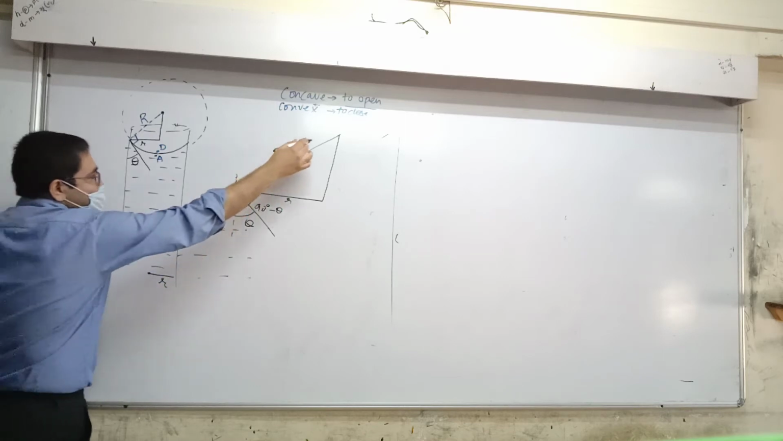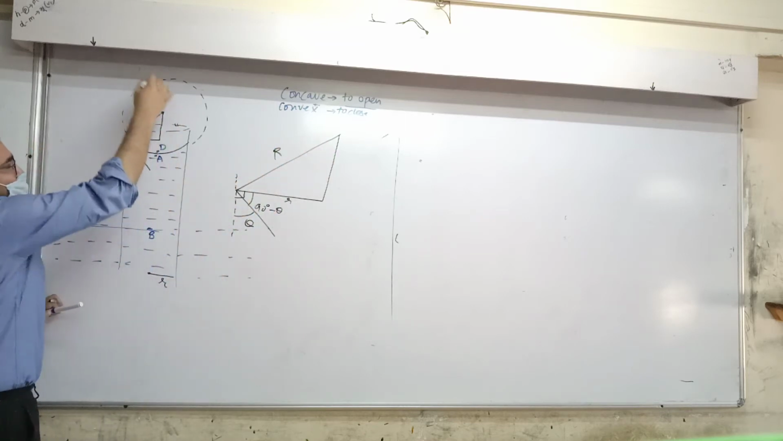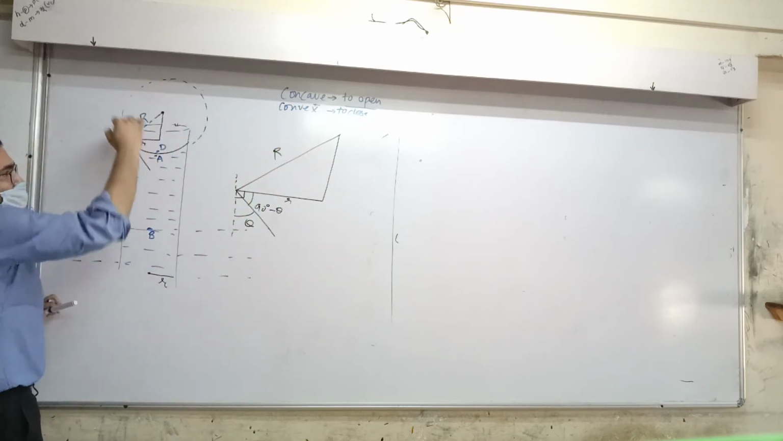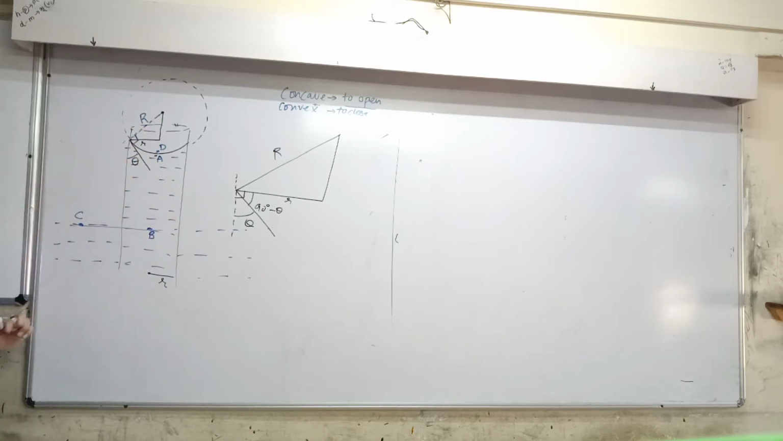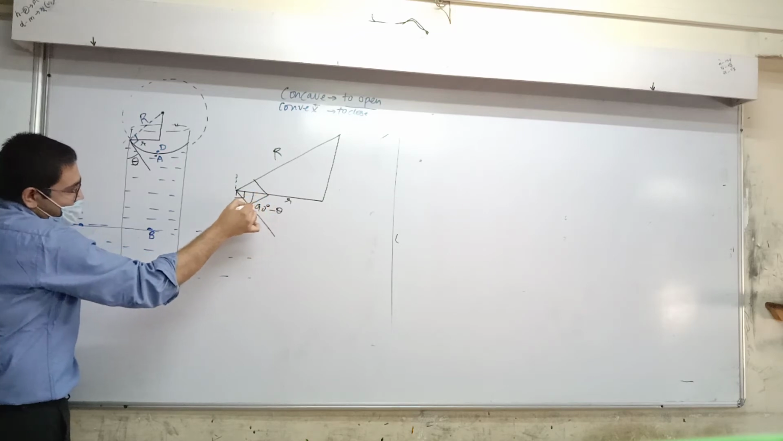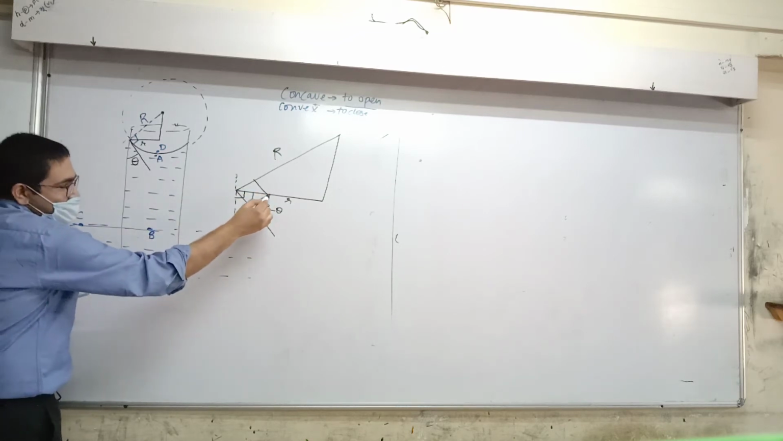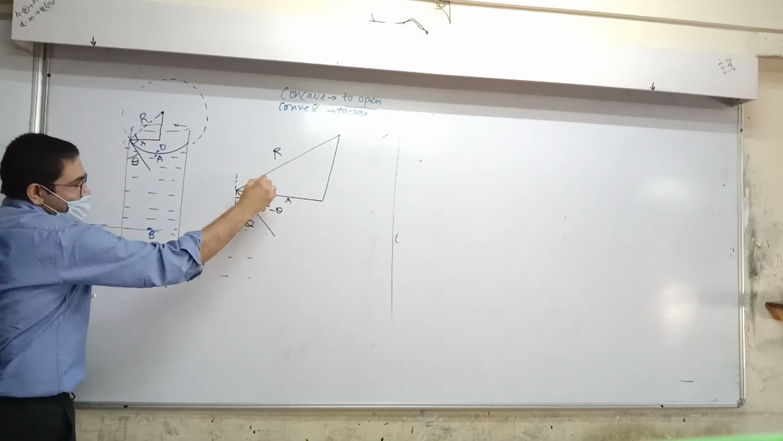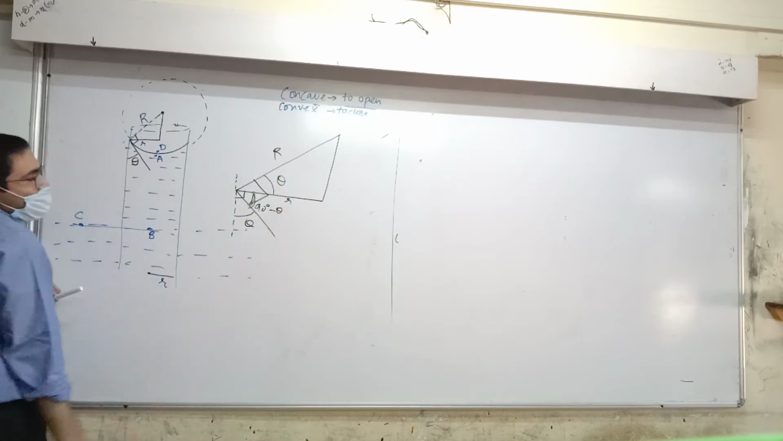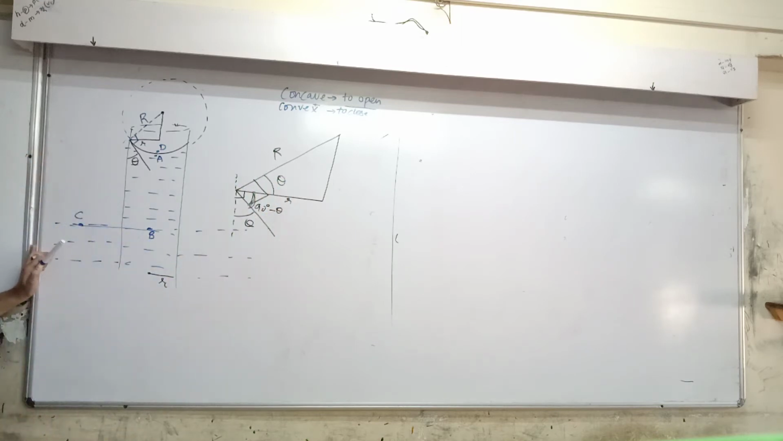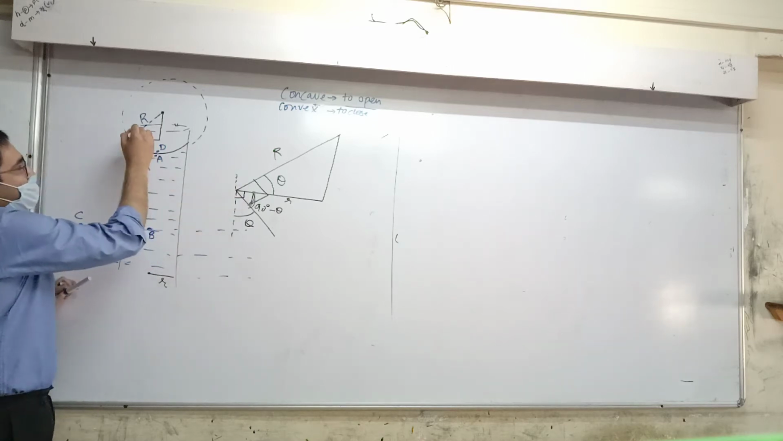Now once again, this is the radius, a radius of a sphere, and this is a tangent. Radius and tangent are always perpendicular. Very good. So this angle is again 90. Here 90 minus theta, so the remaining should be theta. Yes or no? Yes. How many of you understood that this angle here is theta?